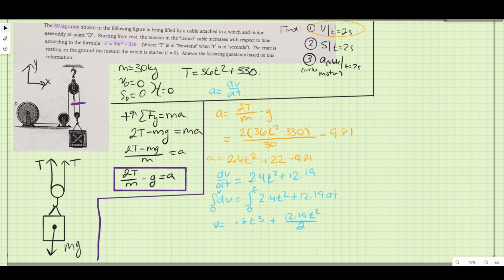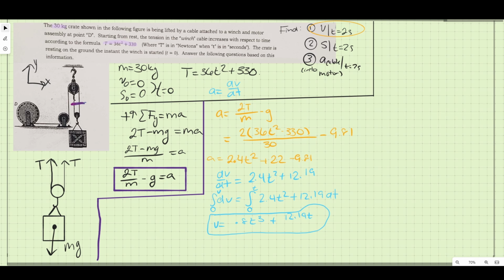You could solve 12.19 divided by 2, and it would equal, I'm trying to think here. Oh, I made a mistake. Hold on. This t cubed does not belong in here. Oh, I went way too far. It'll just be 12.19 t. Just like that.